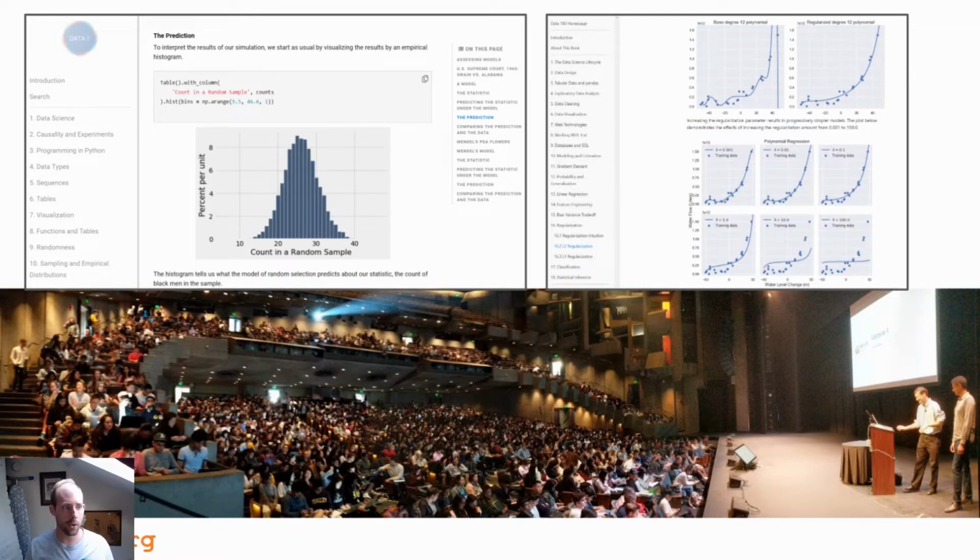And so Data 8 uses this integrated combination of multiple kinds of infrastructure. It uses Jupyter Book for its textbooks. It uses JupyterHub for its online cloud infrastructure and data science environments.